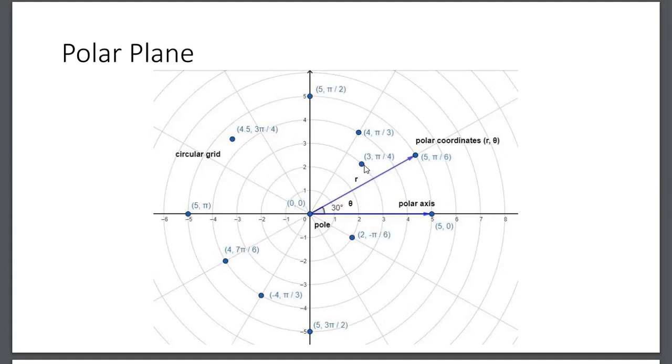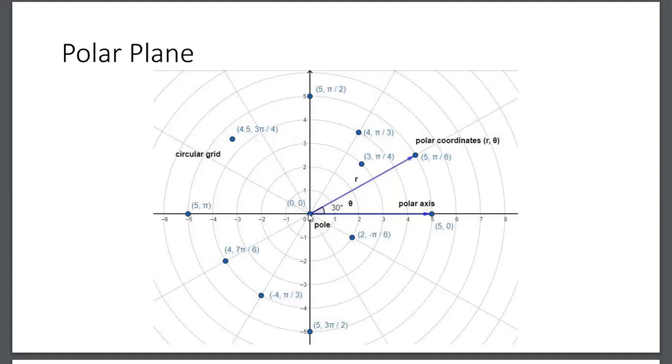Let's look at the other points. 3, notice that it's on the third concentric circle out, the grid here. 3 and pi over 4, which is a 45-degree angle. 4 and pi over 3, it's a 60-degree angle. 5 and pi over 2, that's a 90-degree angle. 4.5 and 3 pi over 4, that's greater than 90 degrees. Now you're rotating over into the second quadrant of this polar grid.